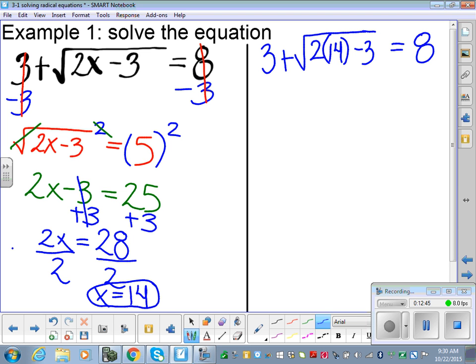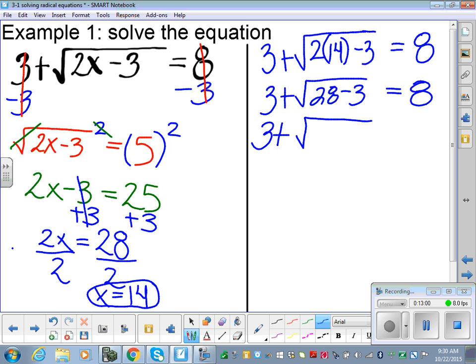Then I'm going to continue to simplify. So I'll have 3 plus the square root of 2 times 14 is 28. So we have 28 minus 3 is equal to 8. Then I'll continue to simplify. So we have 3 plus the square root. 28 minus 3 is 25, which is equal to 8. And the square root of 25 is 5. So 3 plus 5 is equal to 8.